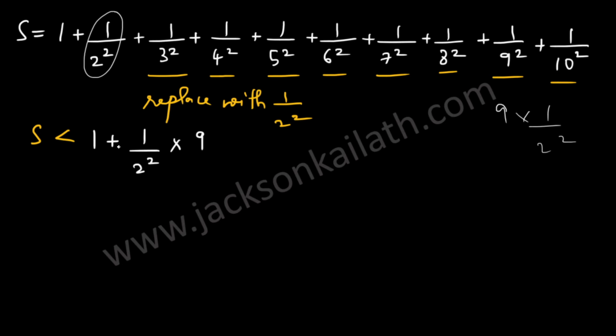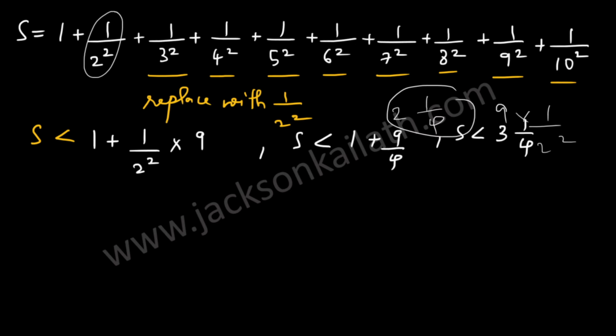Now let's simplify this. This comes to 1 plus 9 by 4, so s is less than 1 plus 9 by 4, and that simplifies to 3 1 by 4. 9 by 4 is nothing but 2 1 by 4, I'm writing this as a mixed fraction, and 2 1 by 4 plus 1 is 3 1 by 4. So s is definitely less than 3 1 by 4. Now again, that's not enough to eliminate any of the answer options. So I'm just going to go to the next degree.